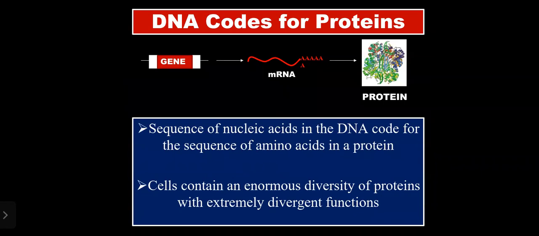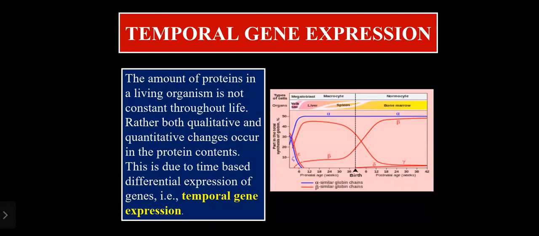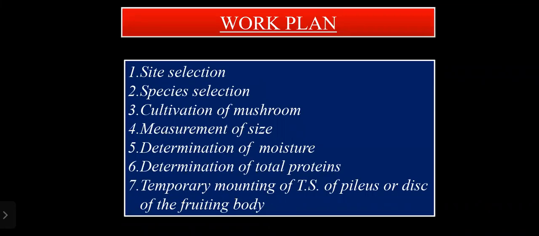We know that DNA codes for mRNA and mRNA codes for proteins, and the amount of protein in living organisms is not constant throughout life. This is due to time-based differential expression of genes, which is known as temporal gene expression. Keeping this information in mind, we cultivated oyster mushroom Pleurotus florida using a standard protocol and determined the temporal changes in its overall protein contents related to growth of the fruiting body. In this regard, this is our work plan.